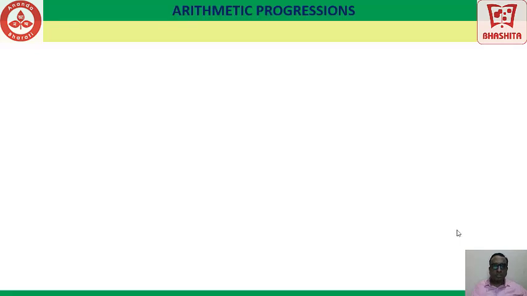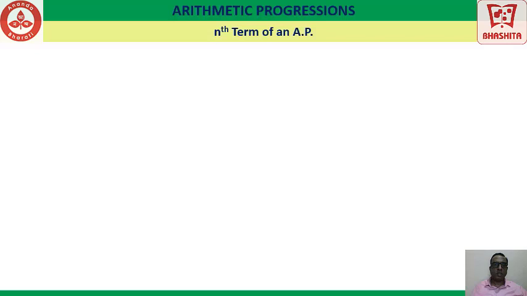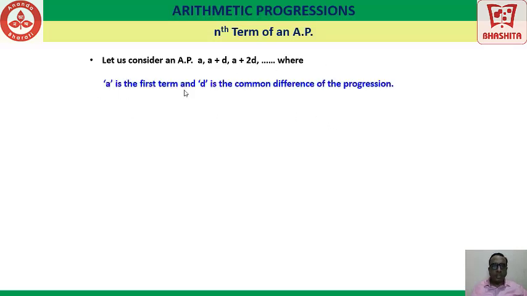Welcome to Arithmetic Progressions. We shall now discuss the nth term of an arithmetic progression. Consider the general form of an arithmetic progression: a, a plus d, a plus 2d, and so on, where a is the first term and d is the common difference of the progression.